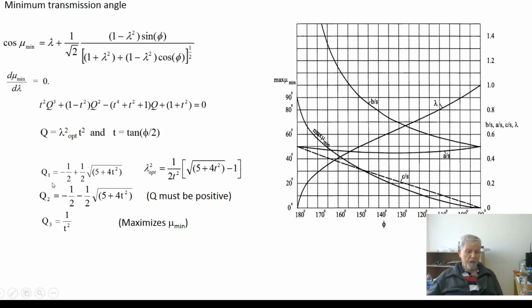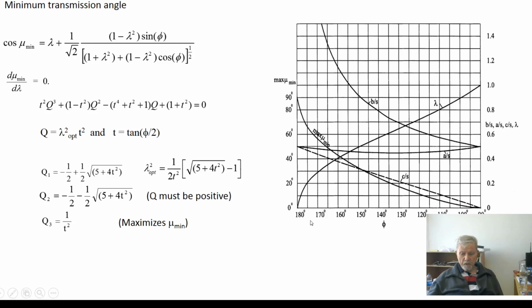Q2 gives you a negative value. Since both of them are negative values, whereas lambda optimum squared is t squared times Q, lambda is imaginary. That's not a solution. So the only solution we have is Q1, minus 1/2 plus 1/2 square root of 5 plus 4t squared, is the valid solution for this cubic equation, from which we obtain lambda optimum squared is equal to 1 over t squared times square root of 5 plus 4t squared minus 1.